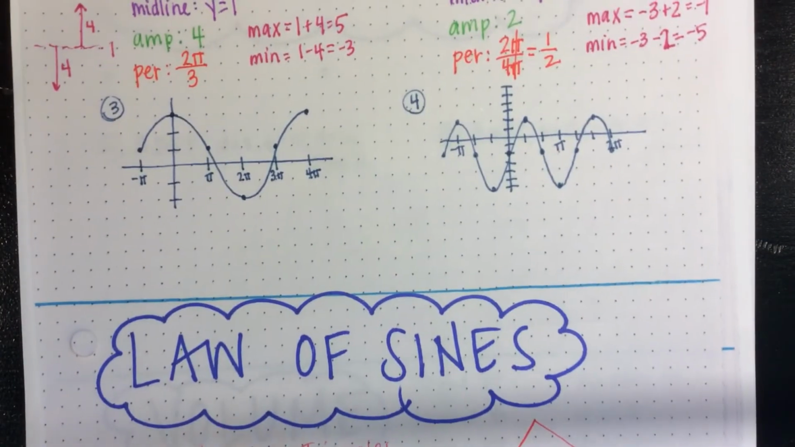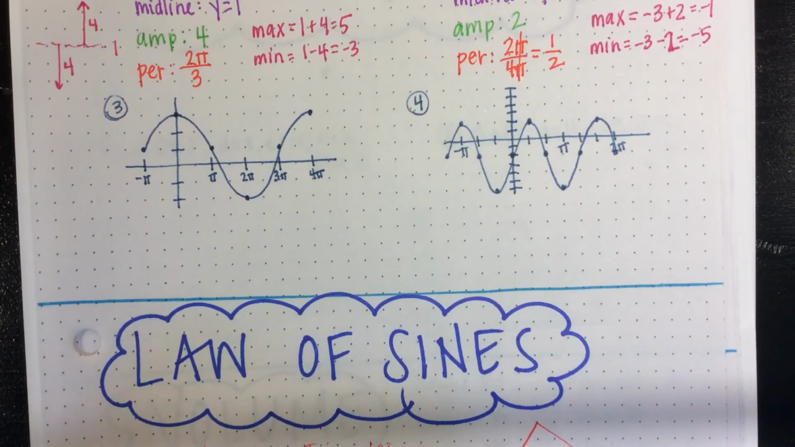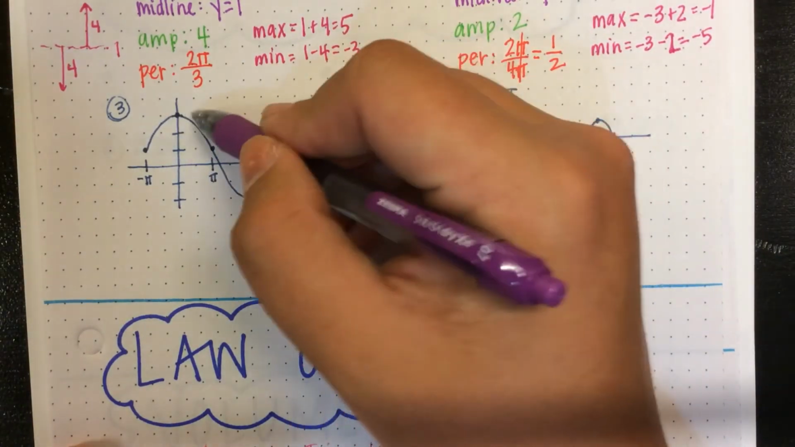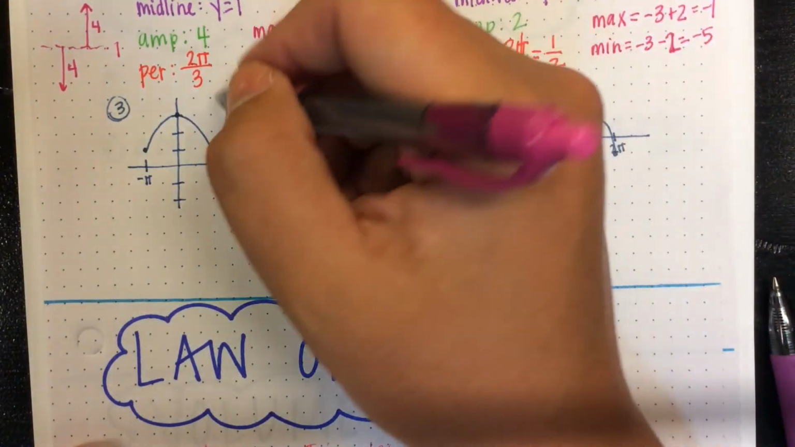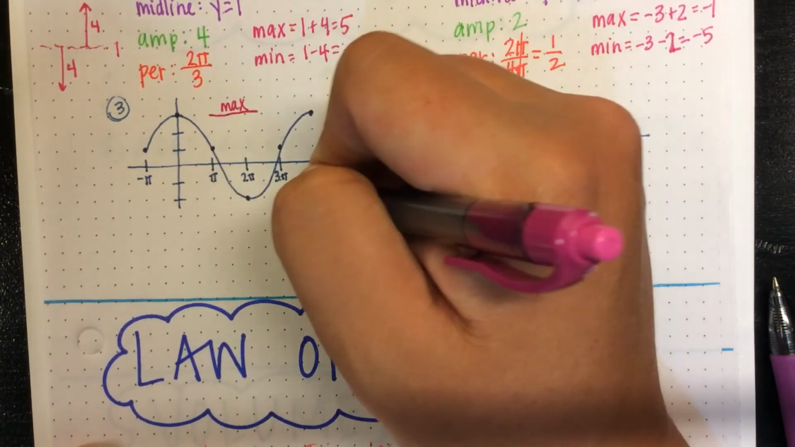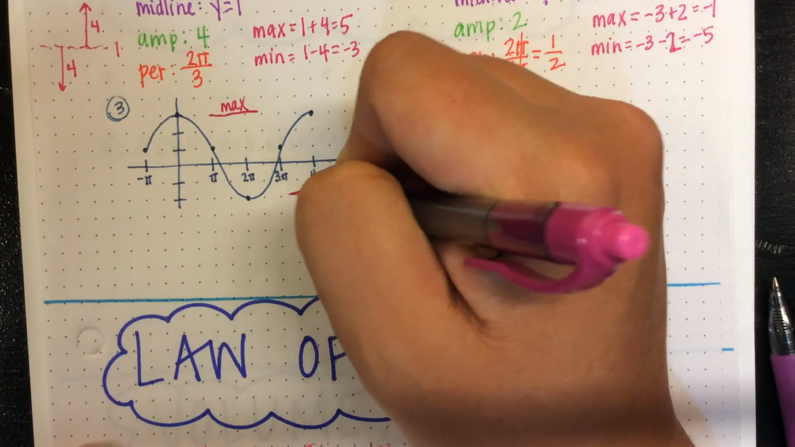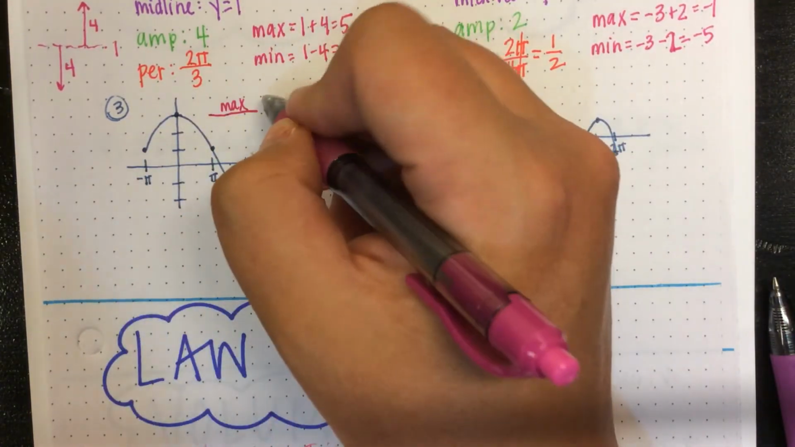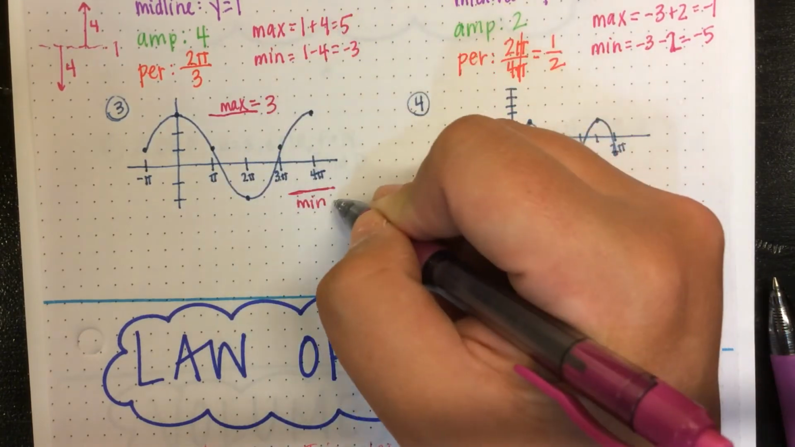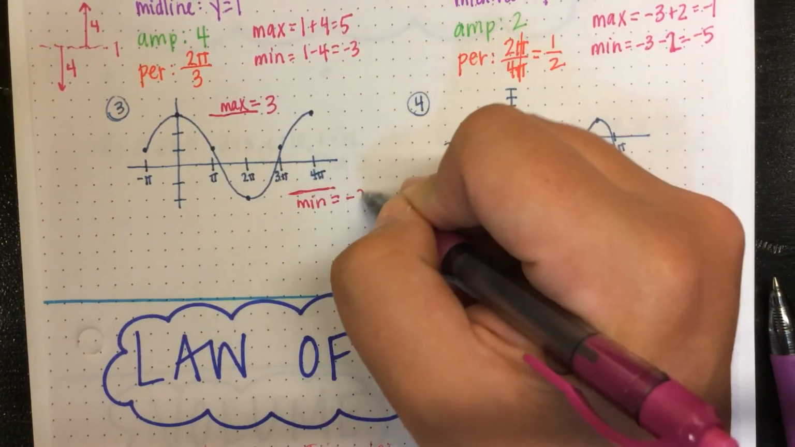Okay, and from the graphs, we're going to do kind of like what I did in the beginning where I labeled everything. So if I want to find my midline, I'm going to find the middle, right? So here's my high, right? Well, let's start with the max and min since that's a little easier to see. There's my high. Okay, here's my low. So my max is at 3, and my min is at negative 2.